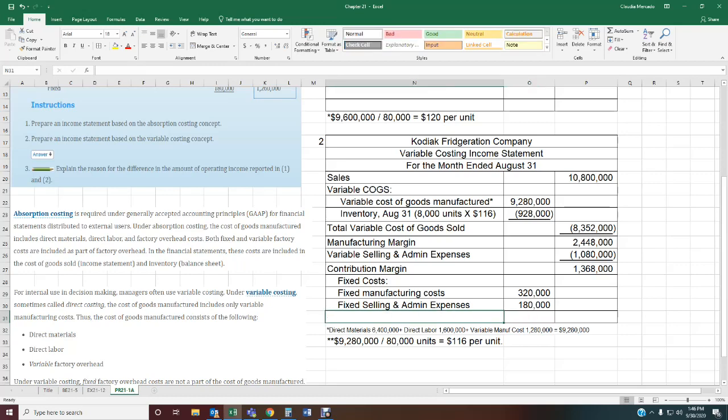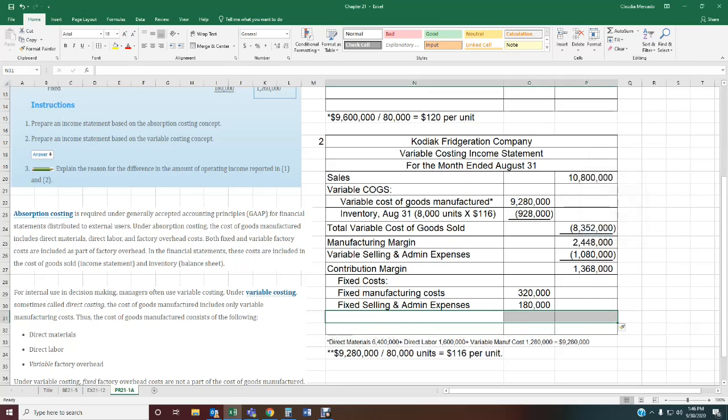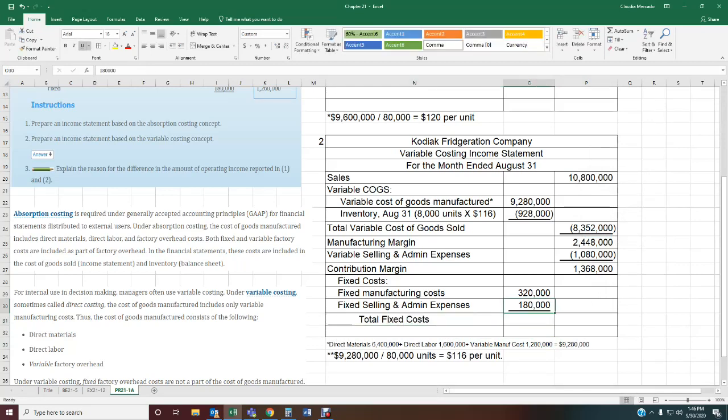Well, first let's get our total fixed cost. Let me insert another line. I think I'm gonna need one more line. Insert sub. Okay, so we're gonna have total fixed costs. My total fixed costs are those two added together, and because they're a cost, I'm going to put it in minus sign. That's going to be 500,000, the sum of those two.